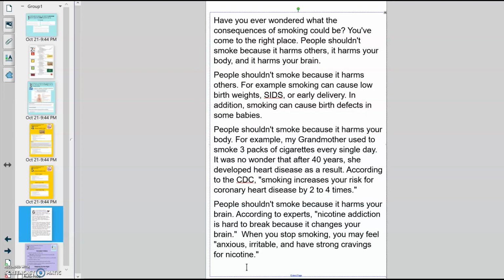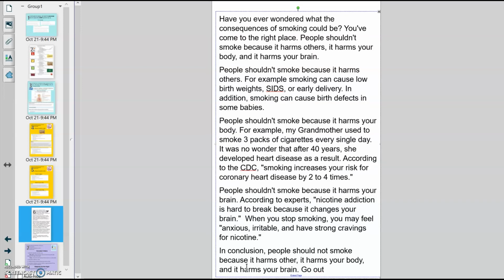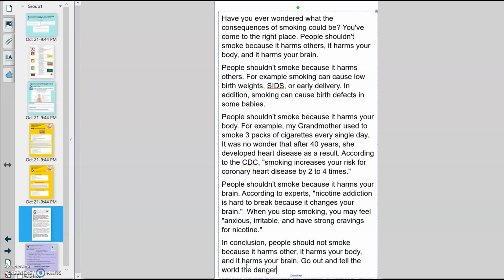Okay, now I'm on my conclusion. I'm going to restate my thesis and 3 reasons. In conclusion, people should not smoke because it harms others, it harms your body, and it harms your brain. Go out and tell the world the dangers of smoking. Okay, guys, so this is what a persuasive essay could look like. Notice that it's different than an extended response, and it's 5 paragraphs.